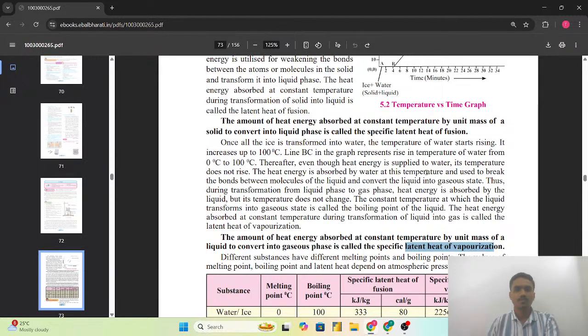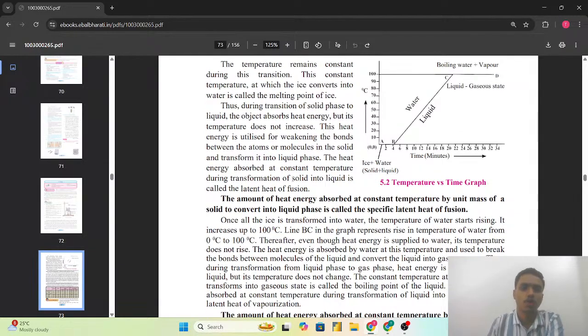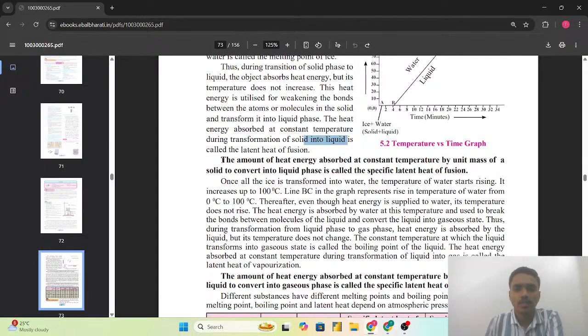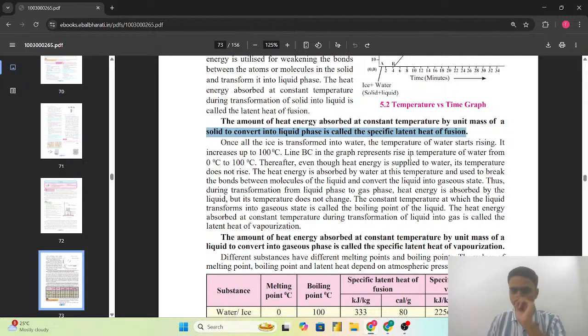So basically, the latent heat of fusion is for the transformation of the solid into the liquid state. So here we have the definition of the latent heat of fusion. So क्या है definition? The amount of the heat energy absorbed at the constant temperature by unit mass of a solid to convert it into the liquid phase is called the specific latent heat of fusion. This is one definition for the latent heat of fusion.